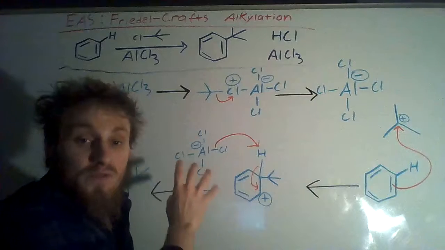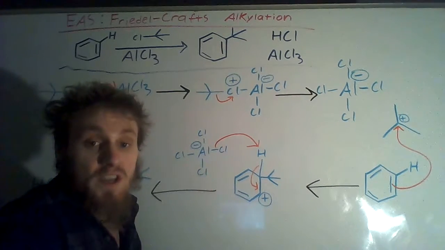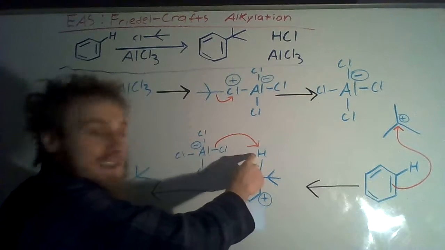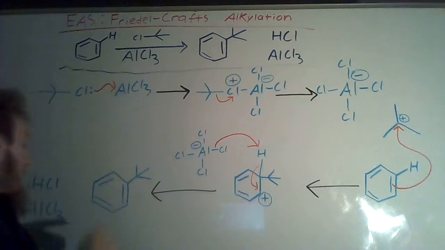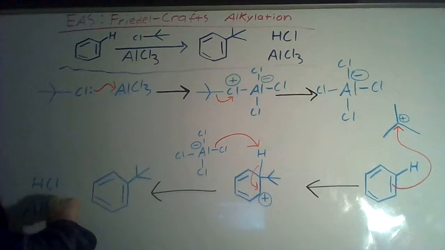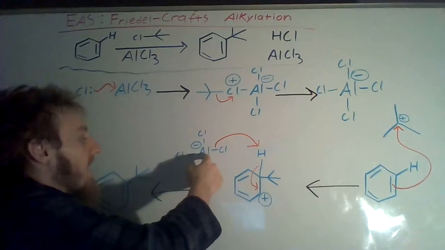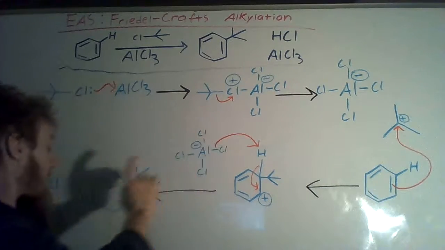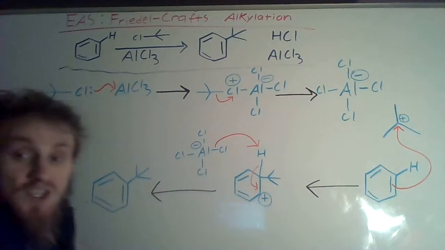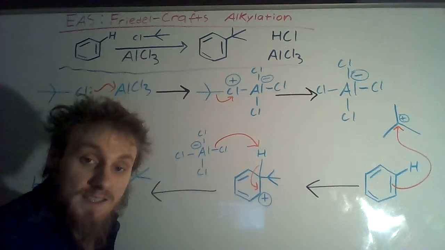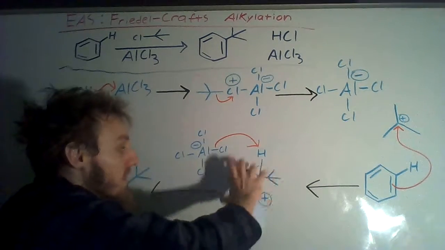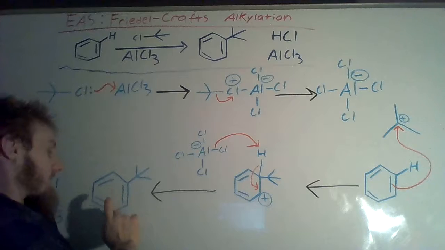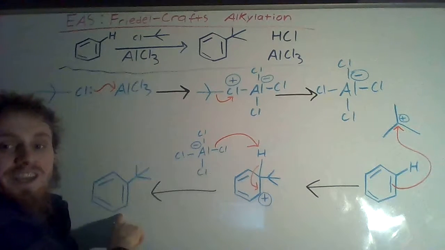As a consequence of this step, we're going to generate a few things. Number one, if a bond forms between Cl and H, that's HCl, right? So we're going to get some HCl, some hydrochloric acid. Here we also have AlCl4 minus. Now, if we break this bond, we have AlCl3, so we regenerated our aluminum trichloride catalyst. And because we have this deprotonation step, we're going to restore aromaticity. That's going to give us this chemical species here.